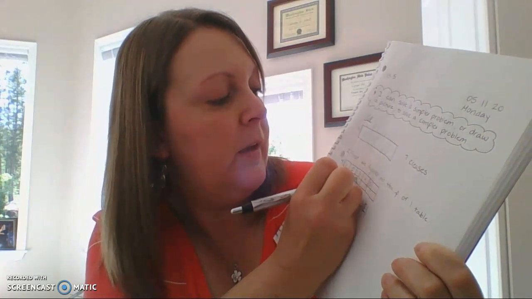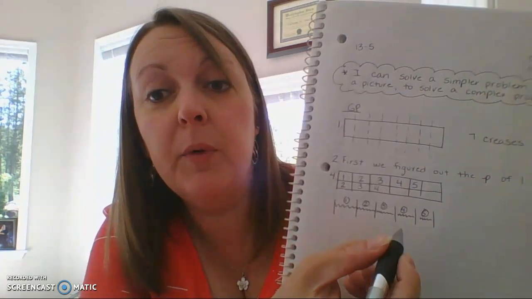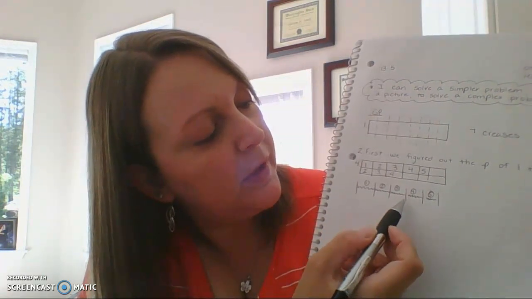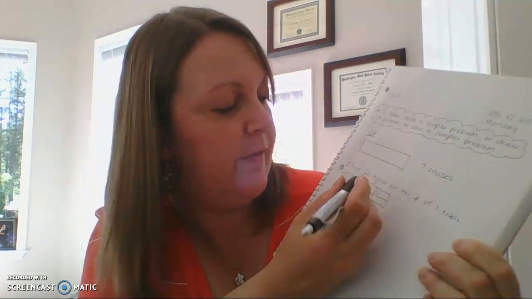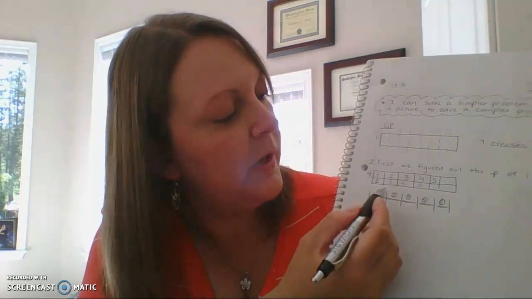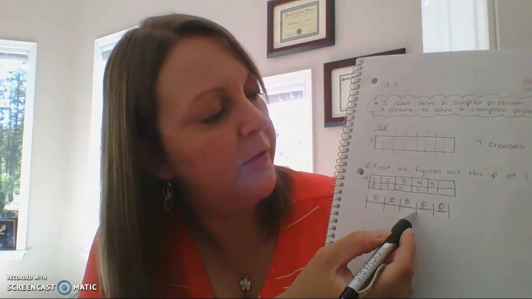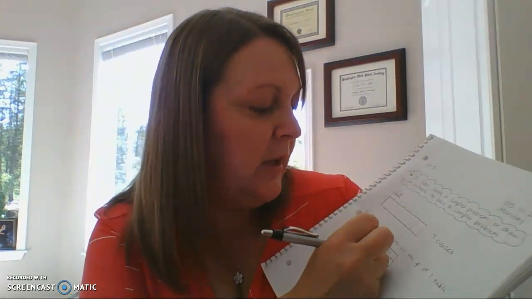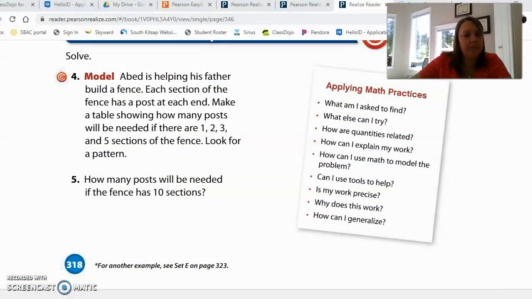Okay, starting to see a pattern yet? If we have 4 sections, 1, 2, 3, 4, 5. And if we have 5 sections of fence, it's 1, 2, 3, 4, 5, 6. Good job. So the question was, how many posts would they need? Make a table showing how many posts. So there, we did that.